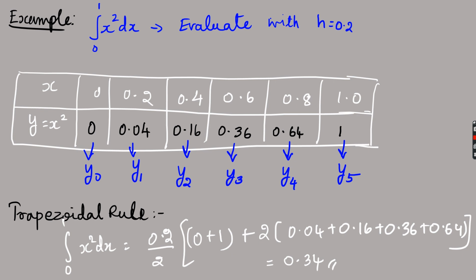So for this trapezoidal rule, you can say h by 2. Here h is 0.2, so I have substituted 0.2 by 2. And inside the brackets it's y0 plus yn. y0 here is 0 and yn is the last term, which is y5, equal to 1. And plus 2 into all other terms, which are nothing but y1, y2, y3 and y4. I've added all those and I have got the answer to be 0.34. You can try the same with Simpson's 1/3 and 3/8 rule.